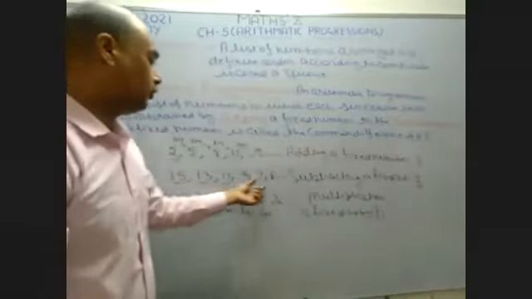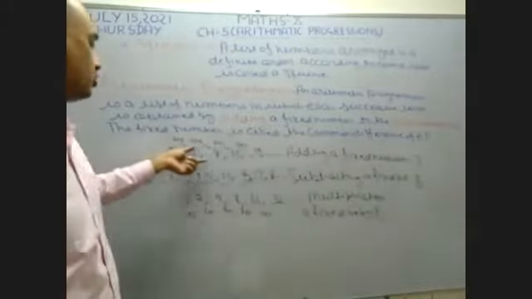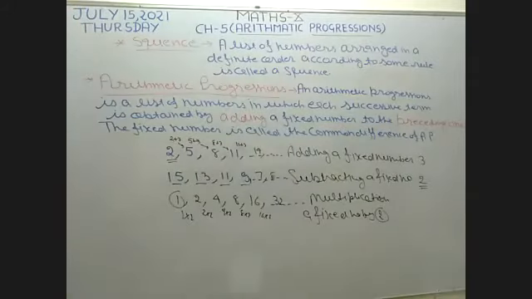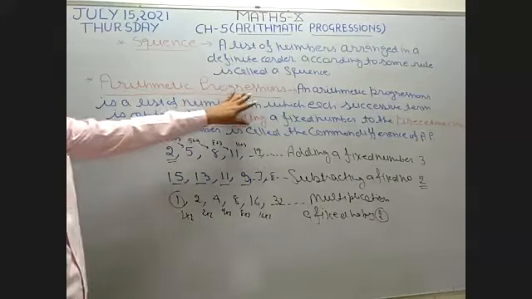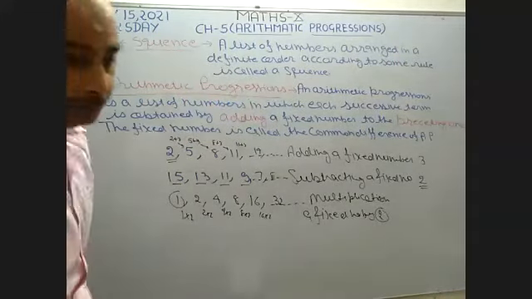So this is the multiplication of fixed number by 2. One sequence follows the rule subtraction of fixed number 2. Another sequence follows the rule adding a fixed number 3. Is it clear to all? Is it clear, beta? Okay. Now I want to explain the meaning of arithmetic progression.